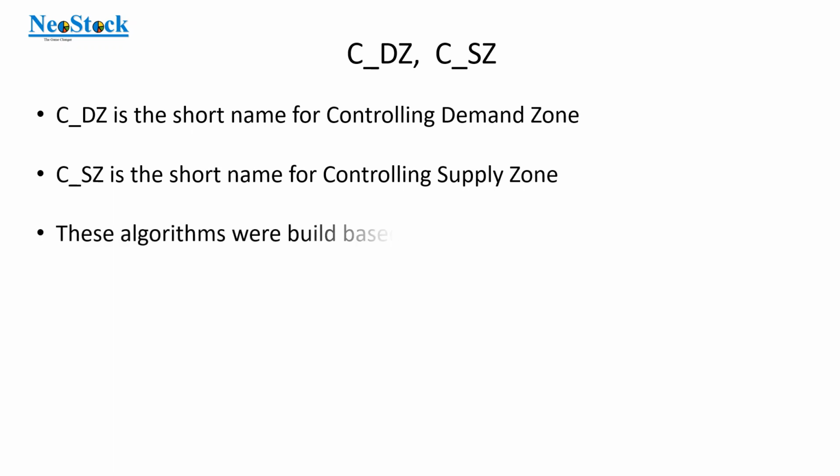And these algorithms are built based on all-time high and all-time low breakouts. It is not just all-time high or all-time low breakouts. Please remember, there are several conditions. All the conditions should be passed. Then only we call it a controlling demand zone or controlling supply zone.